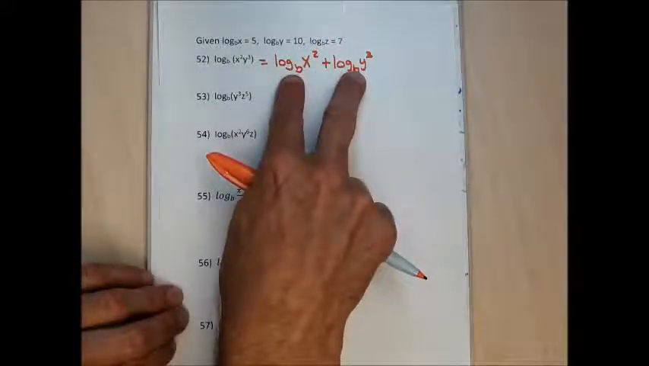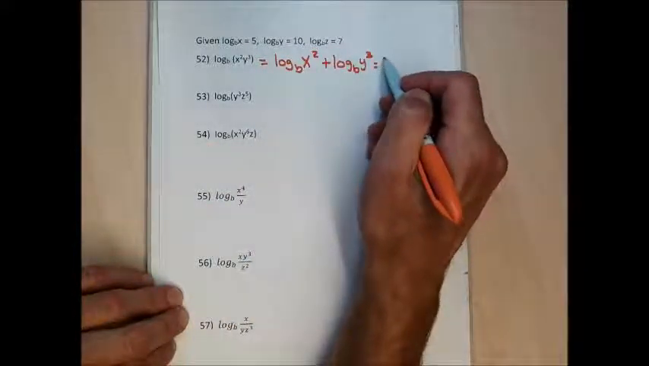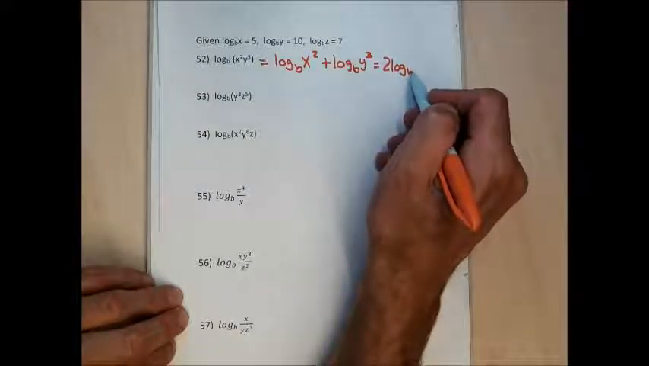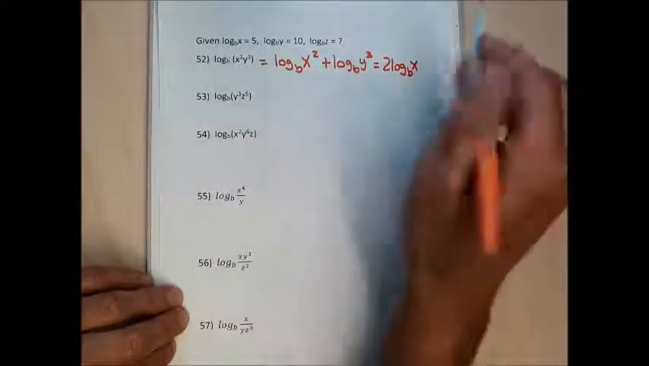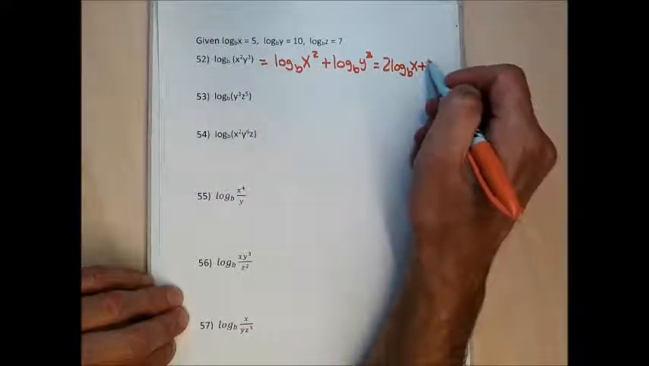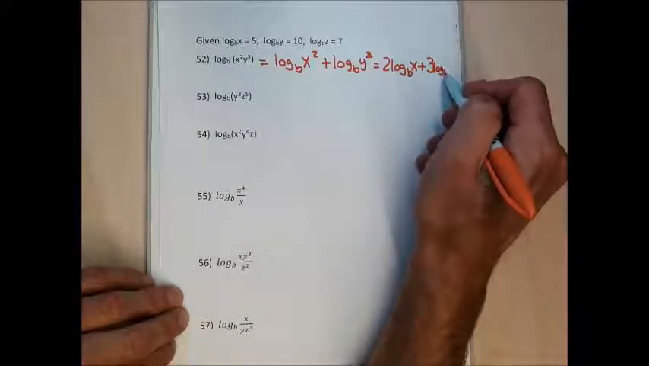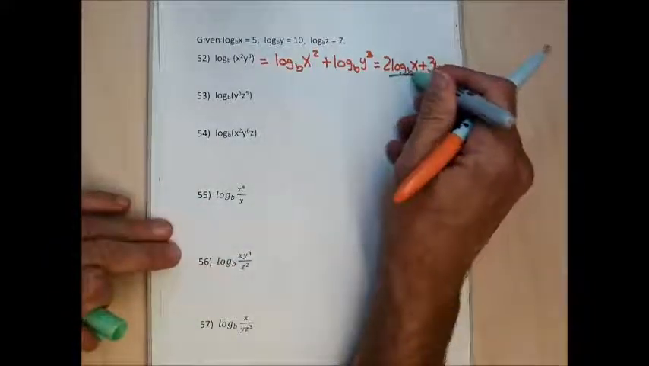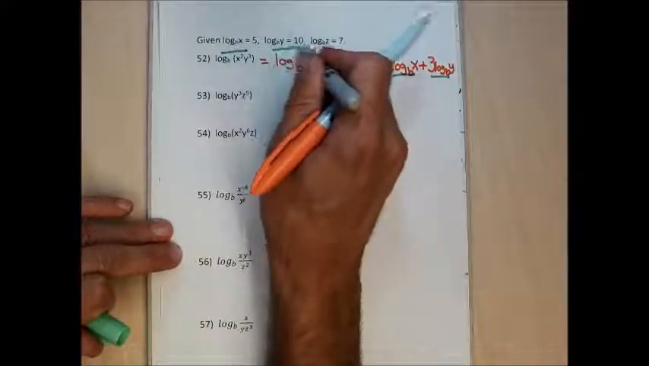I can't figure out what this is yet in terms of a single number, because the exponents are messing me up. So next I'm going to use the rule that allows me to take the exponent and write it in front of the logarithm. I'm going to write the log base b of x squared as 2 times the log base b of x. And I'm going to write the log base b of y cubed as 3 times the log base b of y. And now I'm going to replace the log base b of x with the number 5, the log base b of y with the number 10.